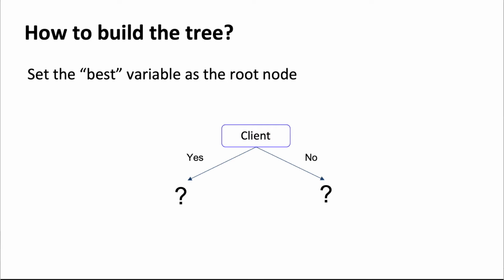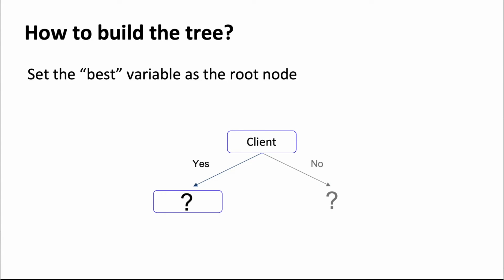We set that variable as the root node, and we create edges according to the values that the client variable can take, and then we must continue. For example, to continue building the tree from the left side, we go over the dataset assuming that the variable client is already set to yes, and repeat the process. Same thing here. To continue the same construction from the right side, we go to the training set and we just work with the rows where client is no.